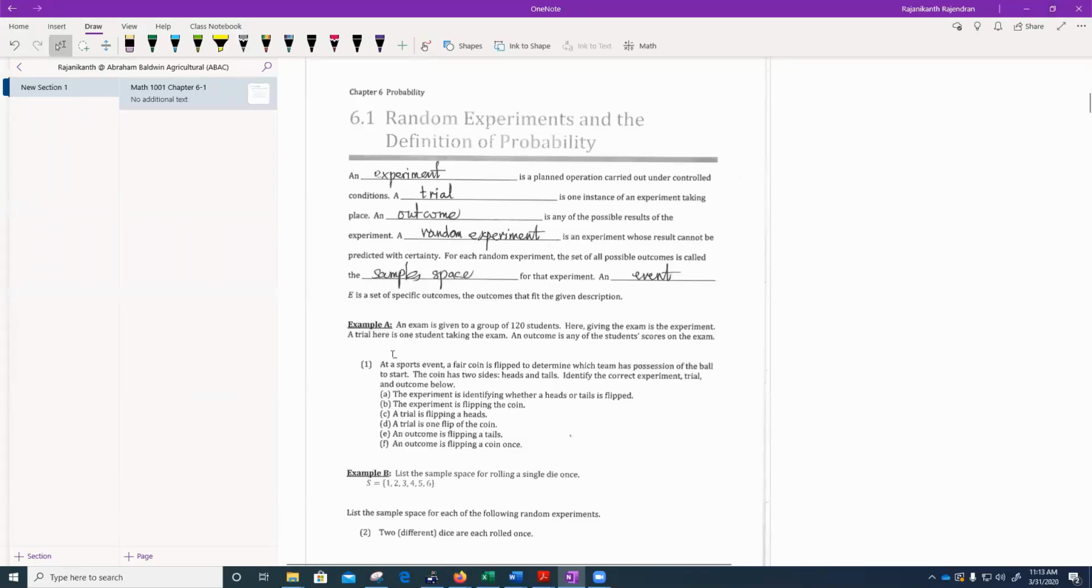Today we are going to start chapter 6. So this is about the probability. Okay, let us go through the definitions first.